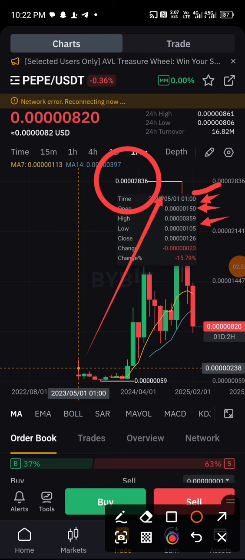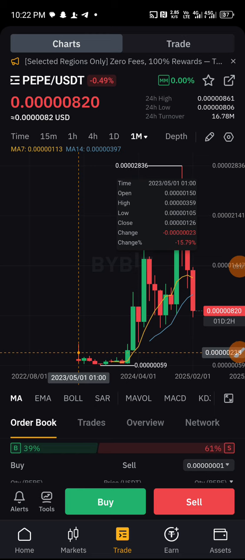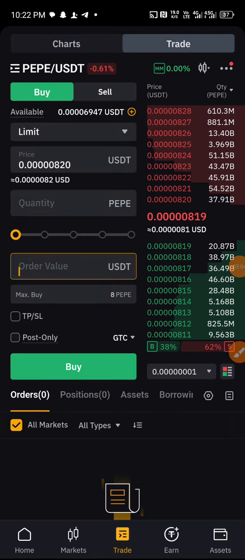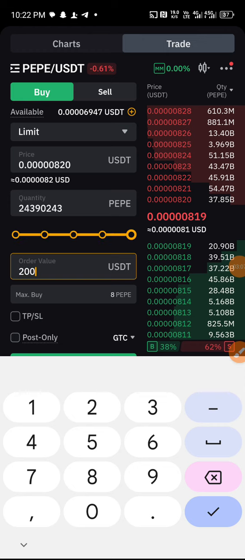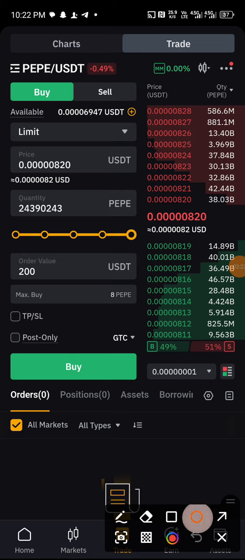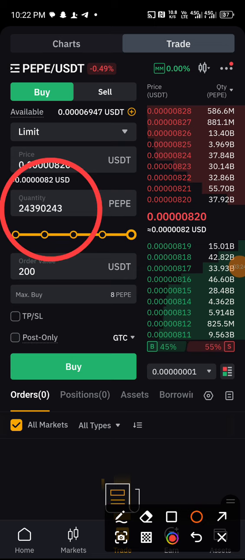So what would your 200 turn to now if this particular PEPE coin chooses to repeat history? Let's look at it. Buying it at the current price with a capital of 200 USDT, how much would you gain? Look at exactly here. This is what you're going to gain. A lot of figures, not in USDT but in PEPE, but it's equivalent to 200 USDT, which is this.